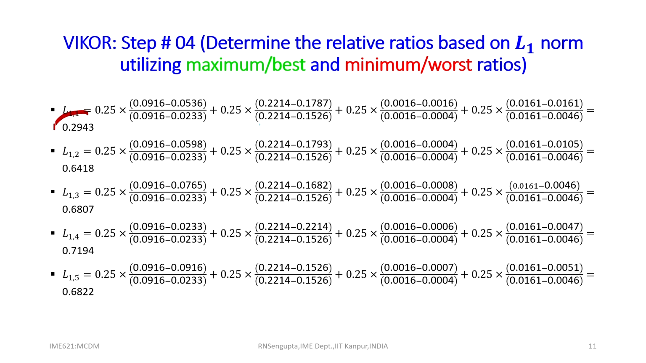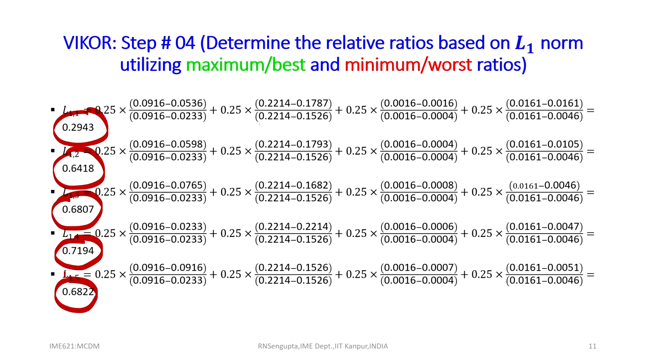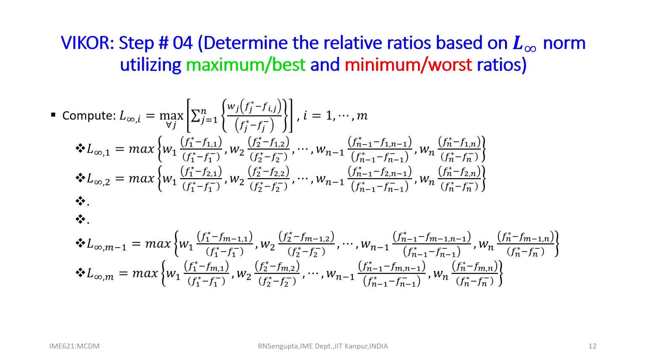So, L11 is 0.29, then 0.64, then L13 is 0.68. I am only reading the first two decimals. L14 is 0.71 and L15 is 0.68, and they are on the L1 distance norm.